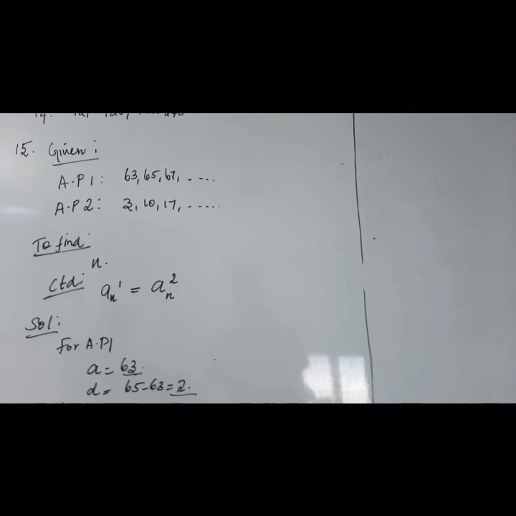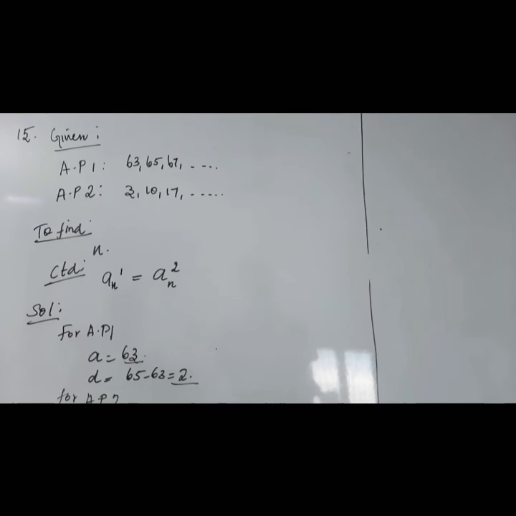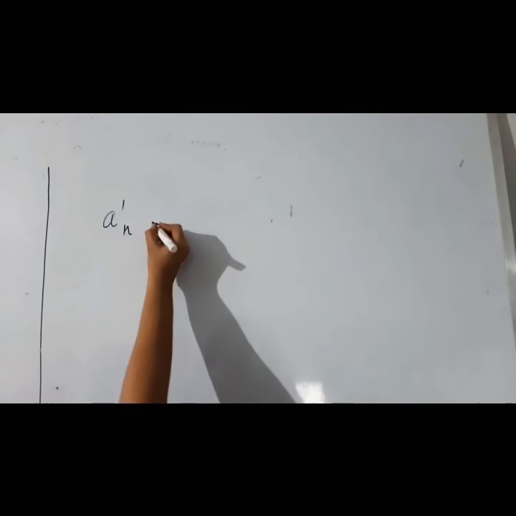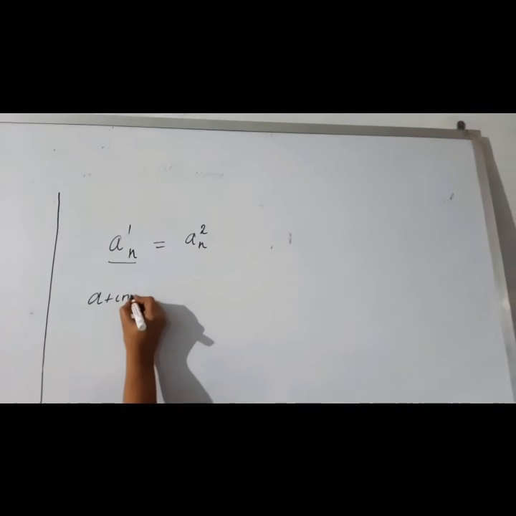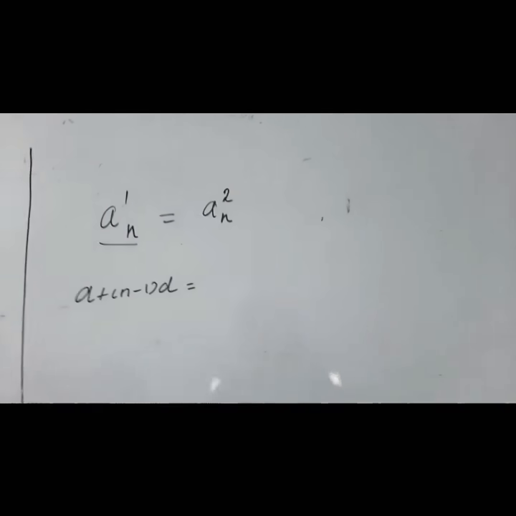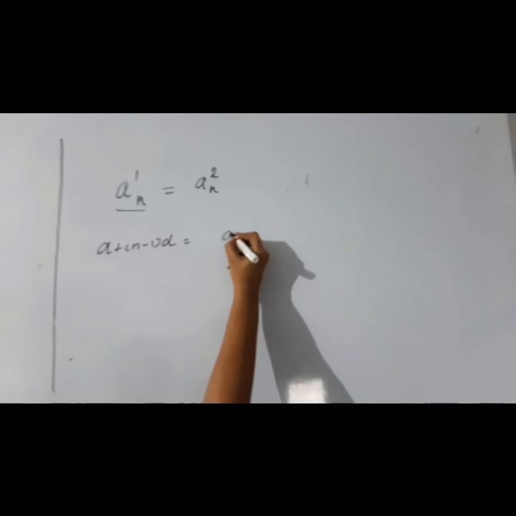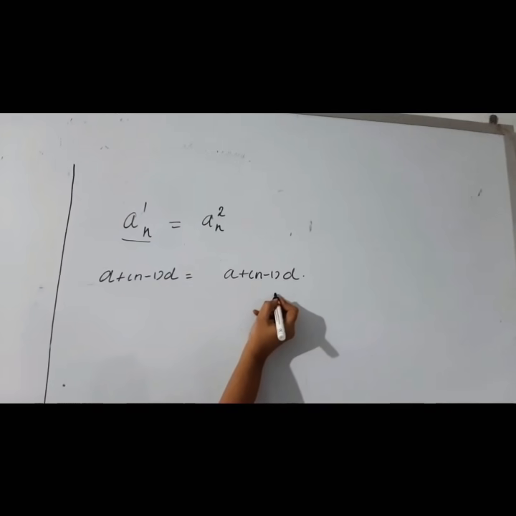Now what do we want to find out? We need to find out the value of n for which the an of both the APs are equal. The first AP's an is equal to the second AP's an. It is the condition given in the question. What is the formula for an then? A plus (n minus 1) into d. For the second AP, again the same formula: A plus (n minus 1) into d.